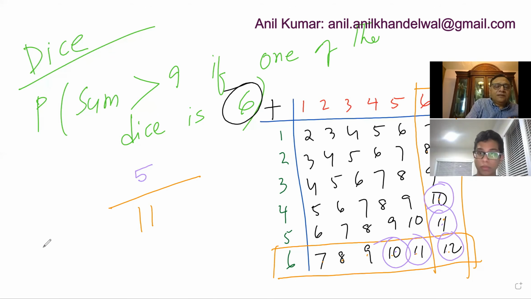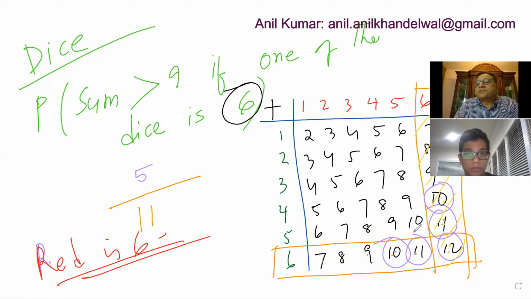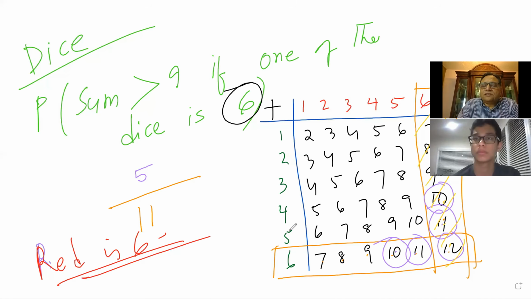But now if I'm saying that the red, let me write down in red itself, that the red is 6. Same question. So when I say the red is 6, then I'm only looking into this domain. And out of this, there are only 3 ways that I can get the sum as greater than 9. Because those are the three numbers. So 1, 2, 3, 4, 5, 6. So it is out of 6, there are 3 ways. So 50% chances of my getting this.